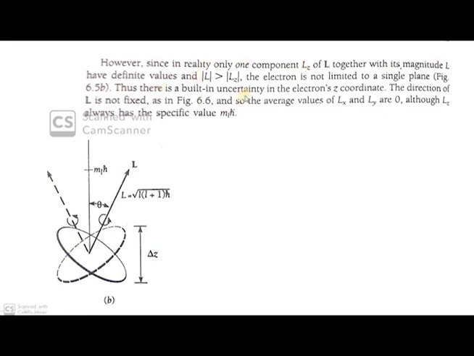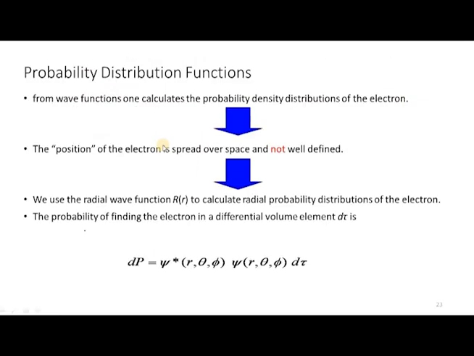Thus, there is an inbuilt uncertainty in the electron's z coordinate. The direction of L is no longer fixed. Depending upon the plane in which the electron lies, it can tilt. But it will have a component of L along the arbitrary z direction. And the average value of Lx and Ly will be 0, and Lz will always, for all directions, have a specific value ML h cross.